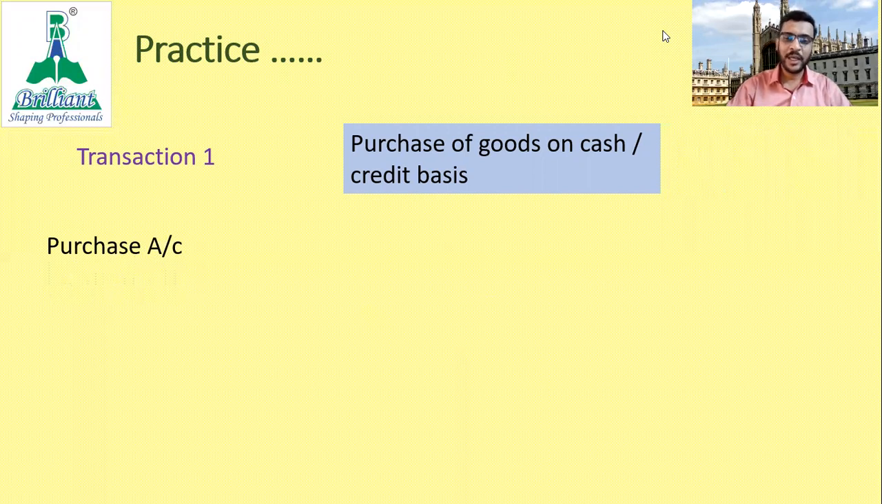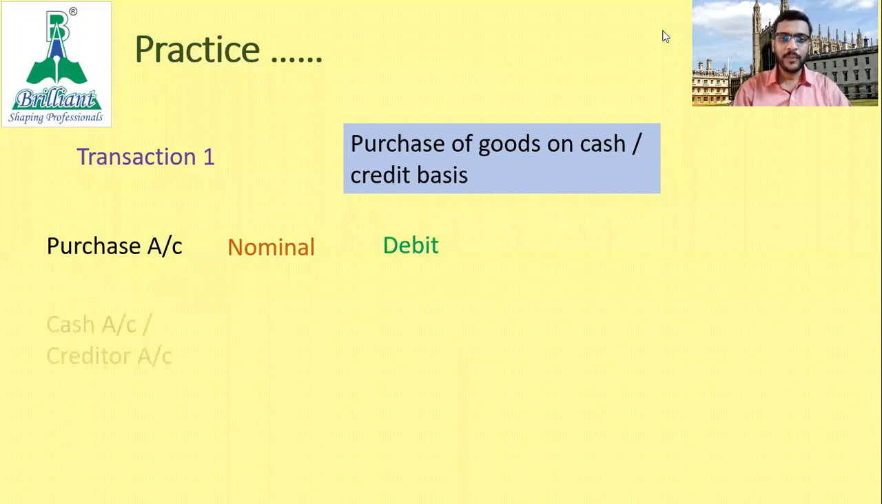Then classify the account. Purchase is our expense, so it is a nominal account. Then third, apply the rule. Which rule is applicable for nominal? Nominal account has 2 rules: debit expenses and losses, credit incomes and gains. So is purchase an expense or income? Purchase is obviously an expense, so the purchase account should be debited.